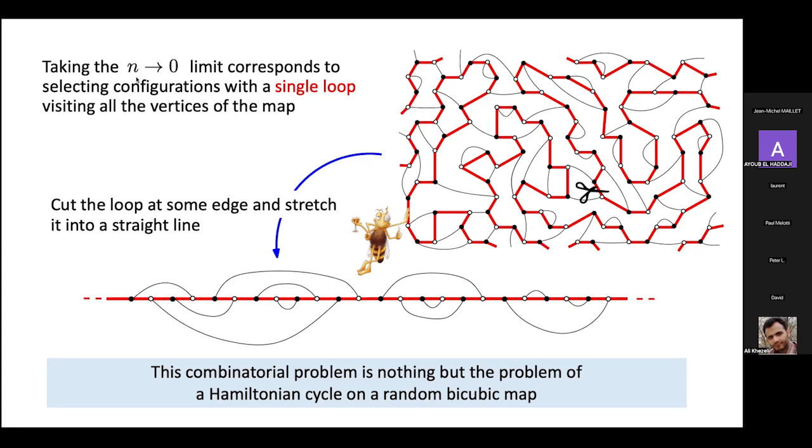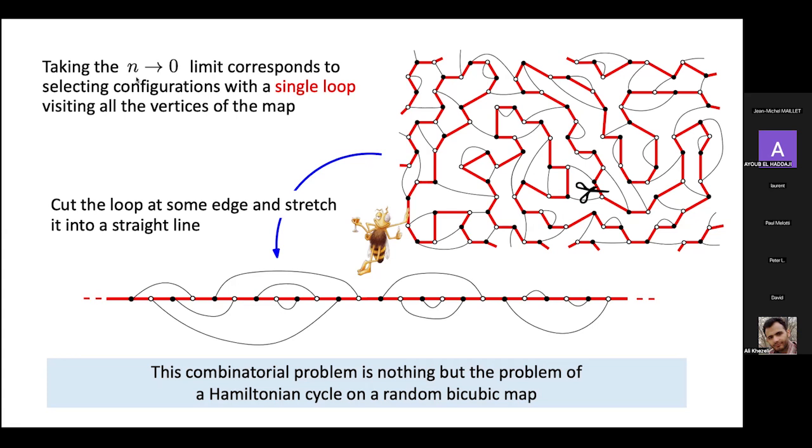And so anyway, now you take n going to 0 first, and then you look at your random planar map filled with one loop, and you cut the loop, and you stretch everything, and you get exactly what is underneath. So the original combinatorial problem we had is nothing but the problem of Hamiltonian cycle on a random bicubic map.